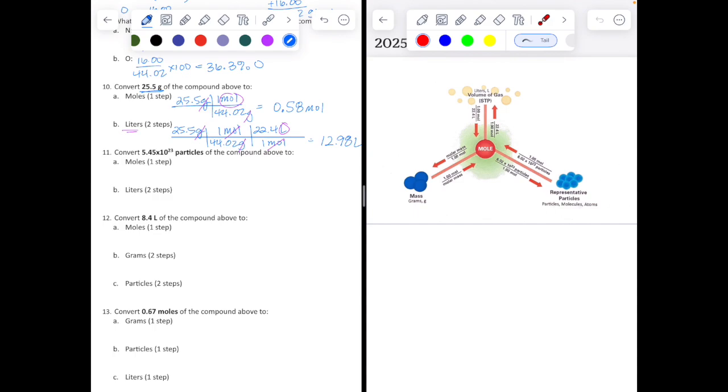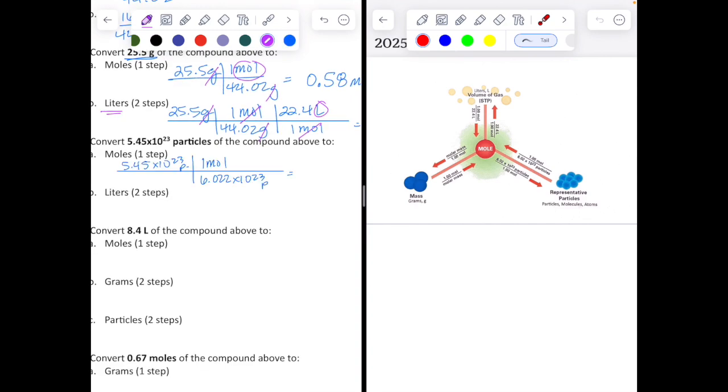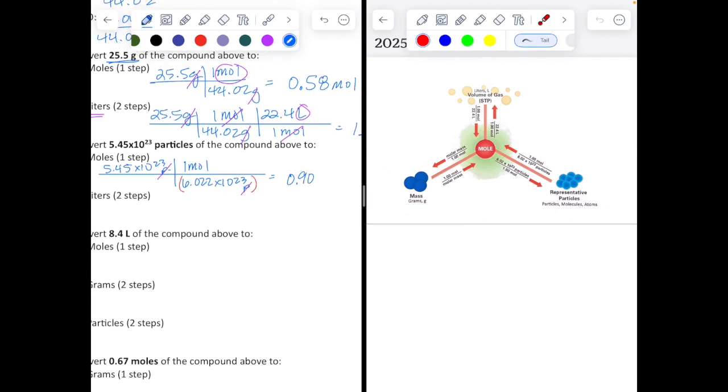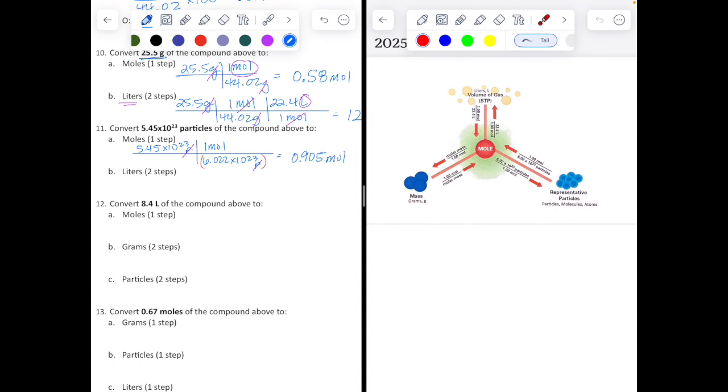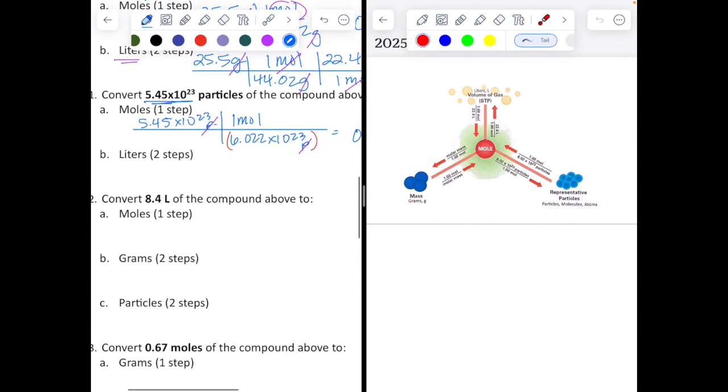Okay, we're going to convert 5.45 times 10 to the 23rd particles. We're going to convert that to moles, and then we're also going to convert that to liters. So we always start with the number in the problem. Notice that the particles cancel. Go ahead and try typing that in. Remember, if you're not using that E key, you need to use parentheses. 0.905 moles. Okay, then we're going to add a second step to that. We're going to go to liters. So always start with the number in the problem, 5.45 times 10 to the 23rd particles.